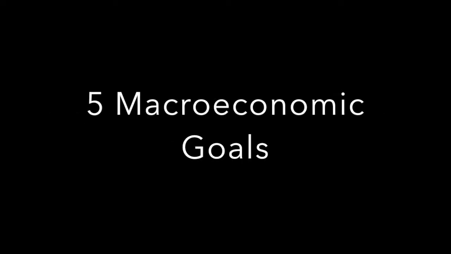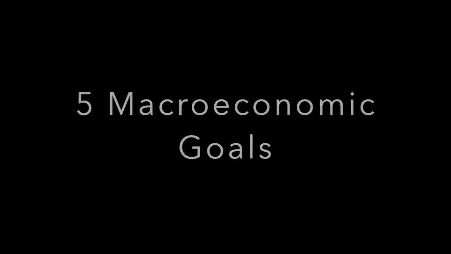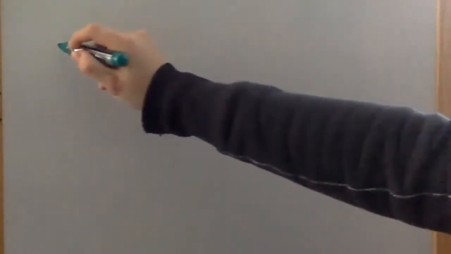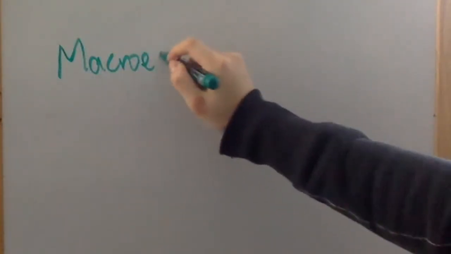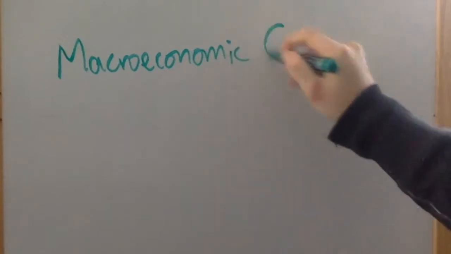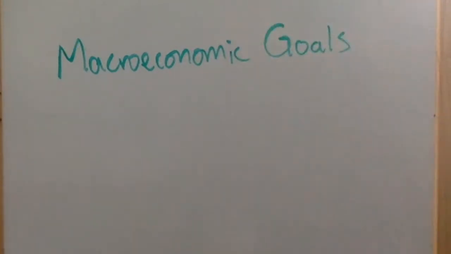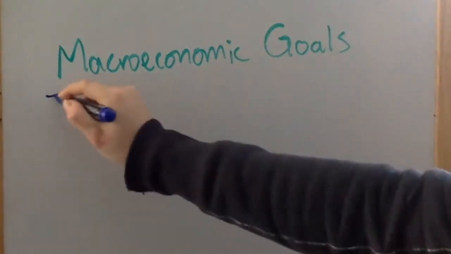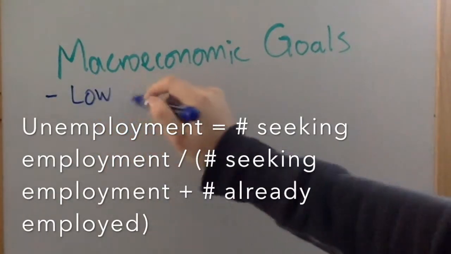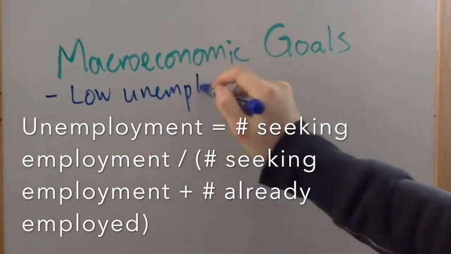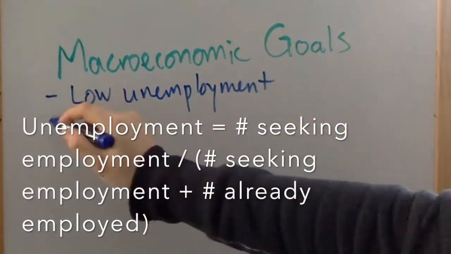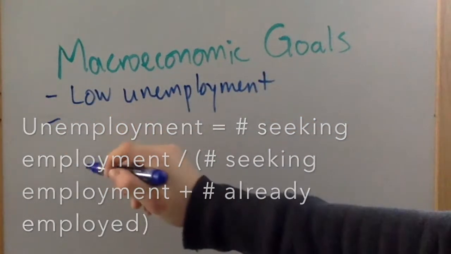Every macro policy is in some way trying to satisfy the 5 macroeconomic goals. You'll find that oftentimes a policy will satisfy one of the goals while possibly making another one worse. Number 1. Low levels of unemployment. The government always wants the percentage of the labor force that is unemployed to be low because unemployment has a general negative effect on society.